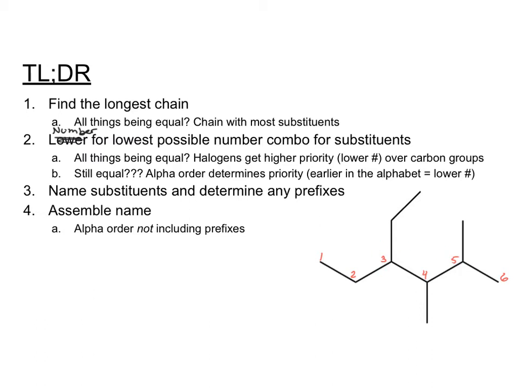My substituents are on carbons 3, 4, and 5. Let me try numbering from the right-hand side to see if it makes any impact on my substituent numbers. In the blue system, my numbers are 2, 3, and 4. So that would make the blue system correct for numbering this parent chain because it gives my substituent groups lower overall combined numbers. So now I need to name and figure out what's going on with these substituents.